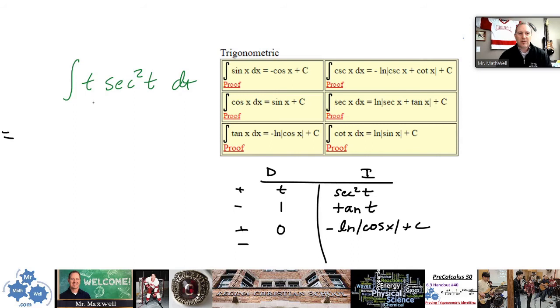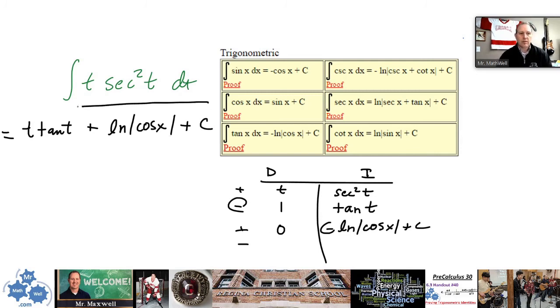So the integral of t times secant squared t is actually not as hard as it maybe seemed to be once you do the DI method here. So it's t tan t, right, plus, we got a minus times a minus, plus 1 times the ln of cos x plus c. And that's where we're going to leave it. Okay, so again, a complicated integral using the DI method, we are good to go.